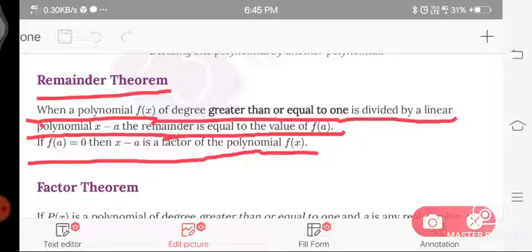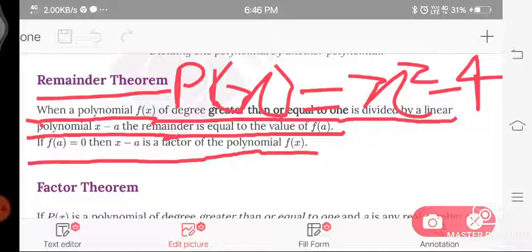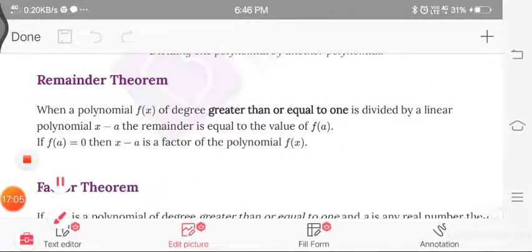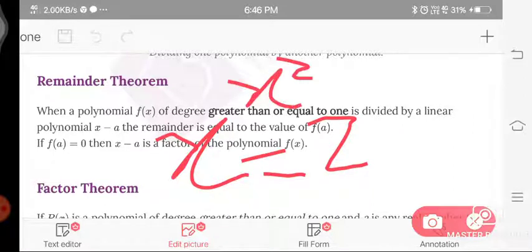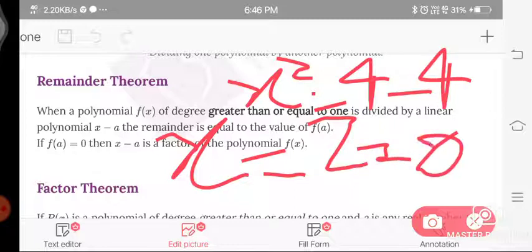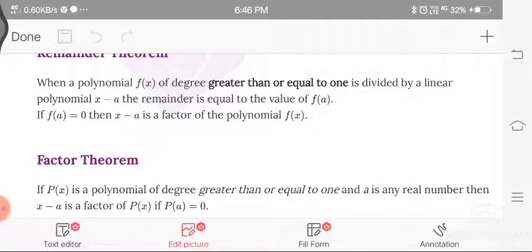It means if we get a polynomial p(x) equal to x square minus 4, then we take x, and take a guess. If I take x is equal to 2 and apply it, then x square will be 4, so 4 minus 4 is equal to 0. Then x minus 2 is a factor of p(x).